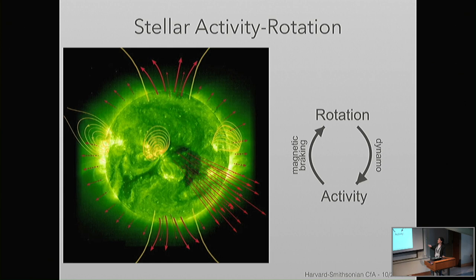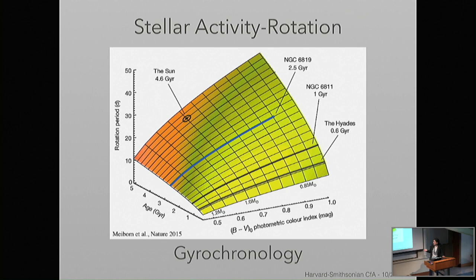Faster rotating stars have stronger magnetic fields. So this self-regulating mechanism results in a well-behaved functional relationship between rotation periods and ages that depends on the spectral type. But this is a very powerful tool. This is the basis of gyrochronology, which allows us to translate rotation periods into ages. Rotation periods we can measure to great precision. Ages are really difficult to determine. And that's due to this self-regulating mechanism that I just described.